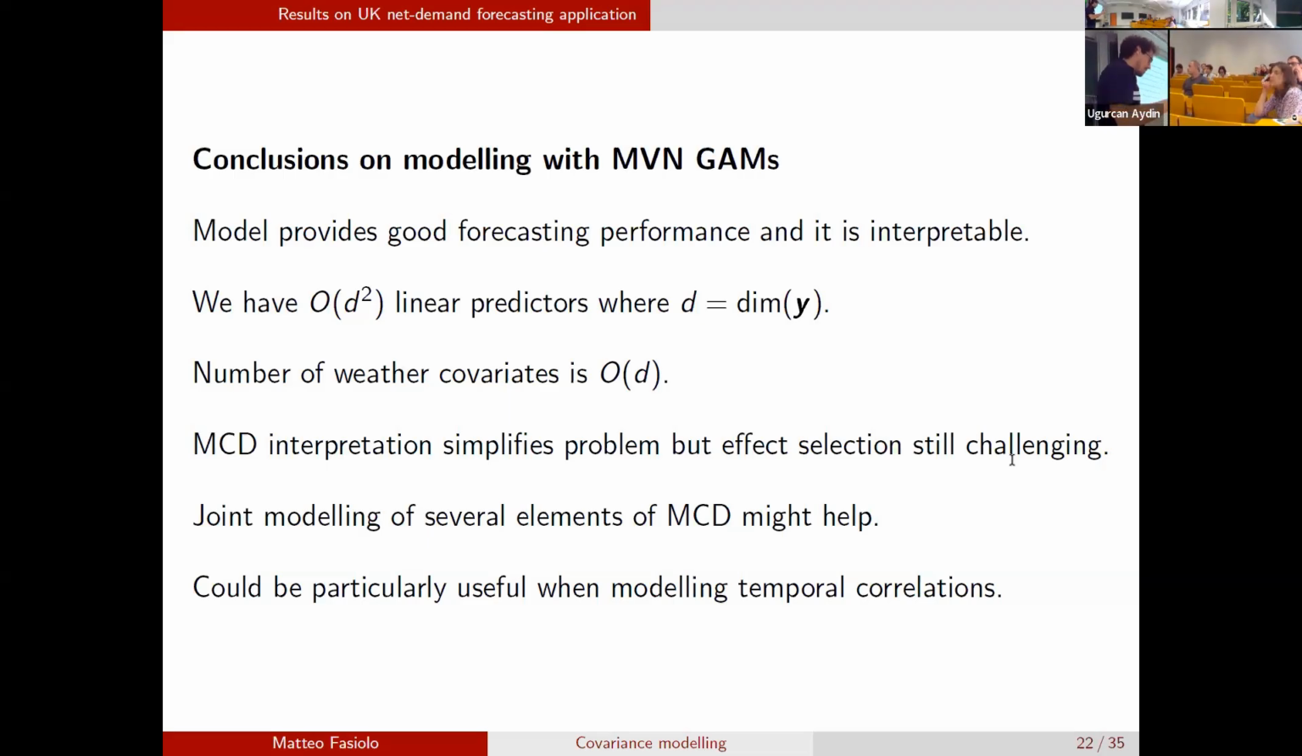Despite this, model selection is still a big issue. We use this gradient boosting procedure, which is maybe not very elegant, or maybe we want to improve. Maybe one direction would be to model several elements of the MCD jointly, which will be particularly useful when, instead of dealing with response variables that come from different regions, we are dealing with time ordered response variables, where maybe there is more structure. We could model several elements of the decomposition together rather than element by element like we did here.